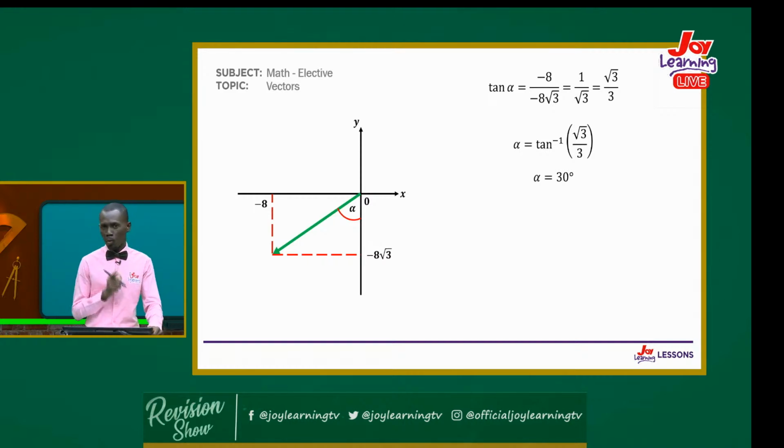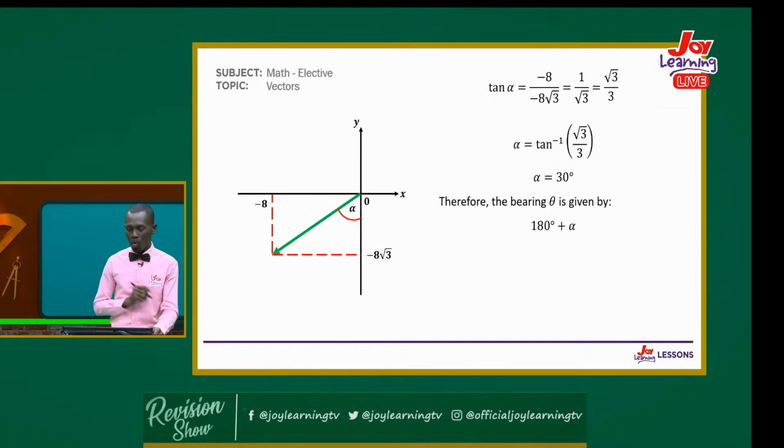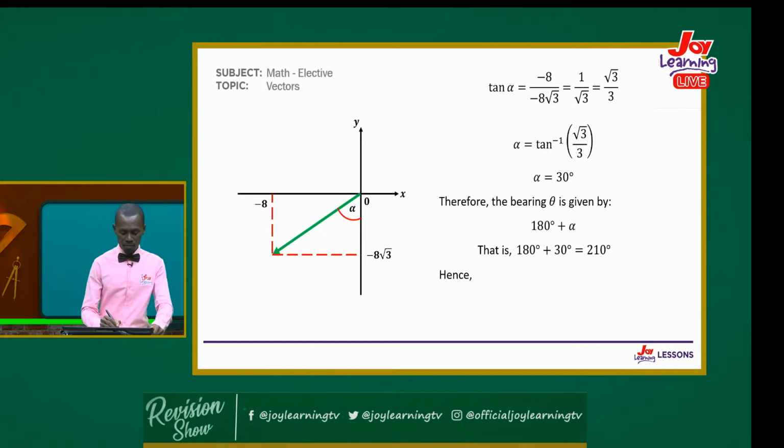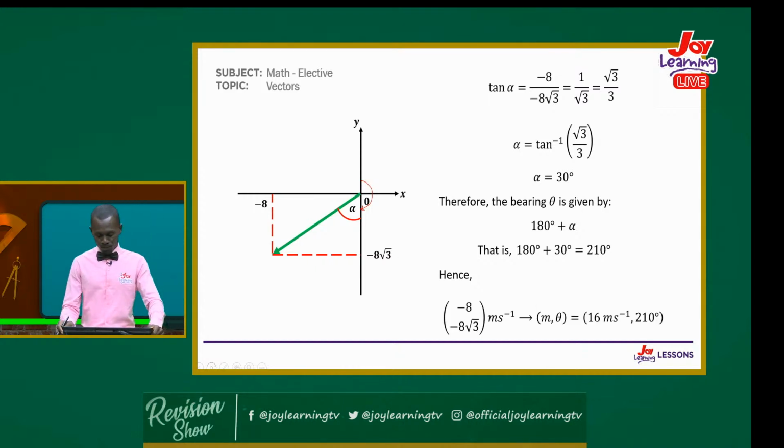But that is alpha. What we really seek is not alpha. We seek the entire angle from the positive y-axis until alpha. So the bearing will be 180 plus alpha, where 180 is that angle over there. So we have 210 degrees, which is from here all the way, plus alpha. So we now have our magnitude bearing to be 16 meters per second, 210 degrees. I hope you got it now.